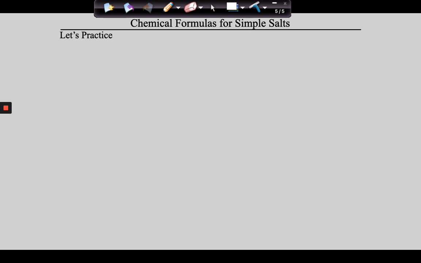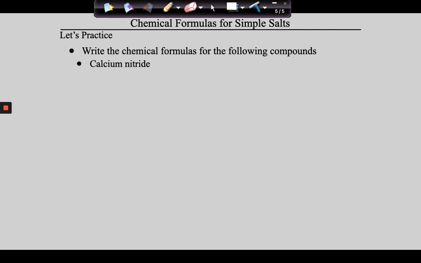So guys, it goes like this. We are going to now look at 3 examples of these. Obviously, examples are nice to have, so here we go. We are going to write the chemical formulas for these 3 compounds. So guys, the first one we're going to do is calcium nitride.